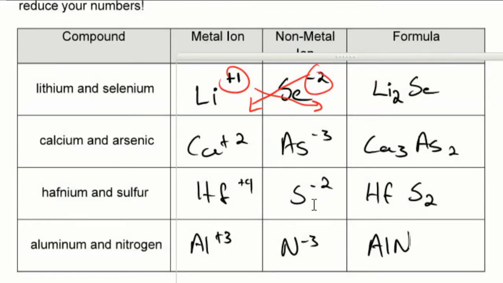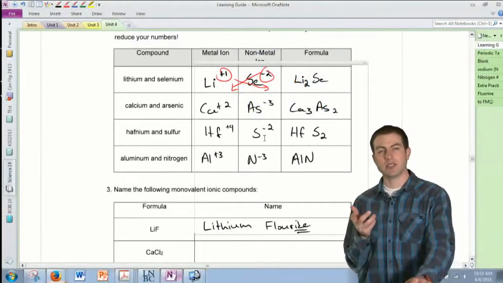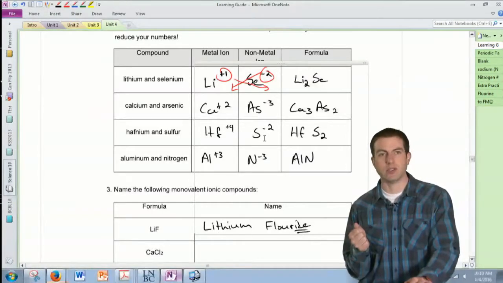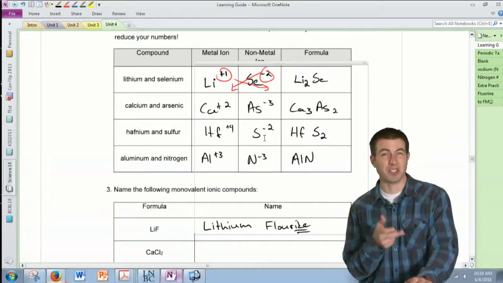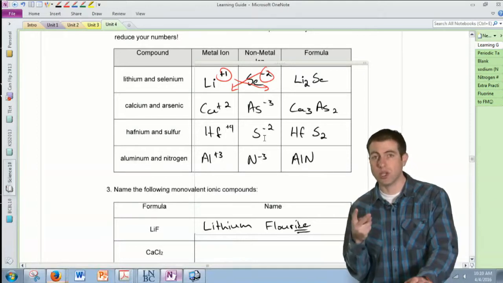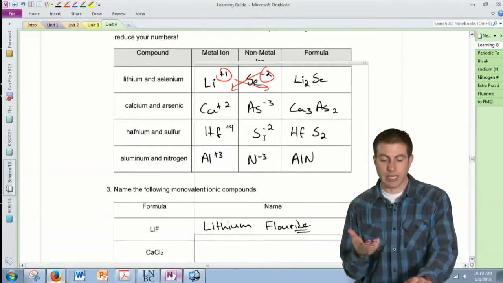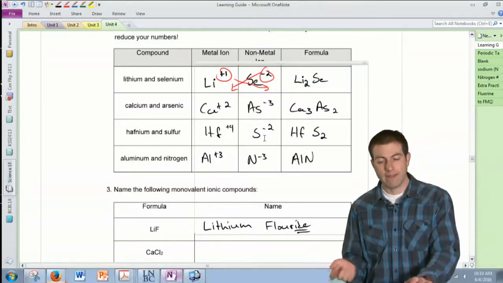So this is why I encourage you to think about the charges and balancing the charges, because it's a little bit easier in this example to think about the charges. If you're sulfur and you have a charge of minus 2 and you need to balance out hafnium at plus 4, we only need 2 sulfurs, each at a minus 2, to get minus 4 to balance out the plus 4. So you're going to get HfS2.